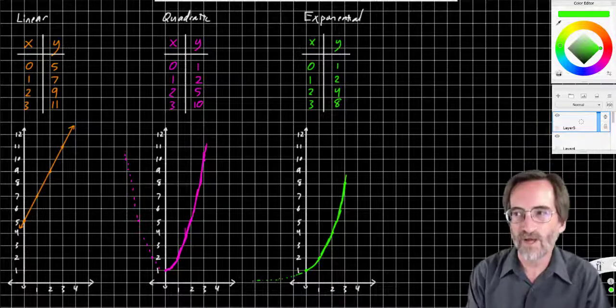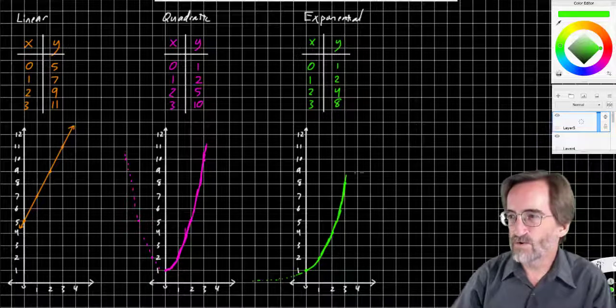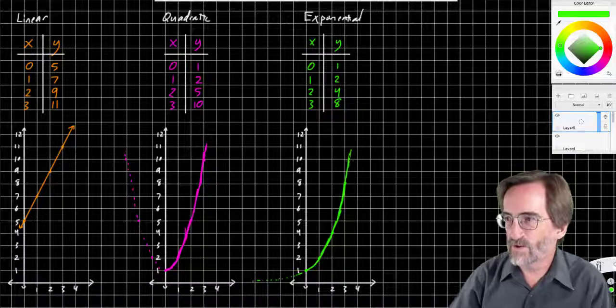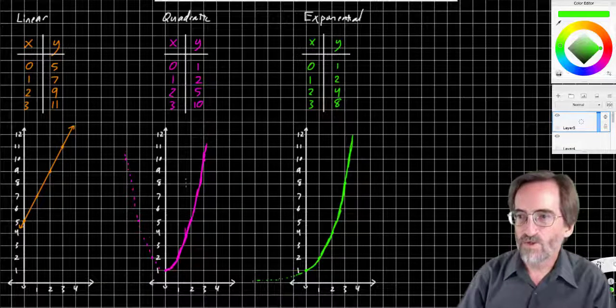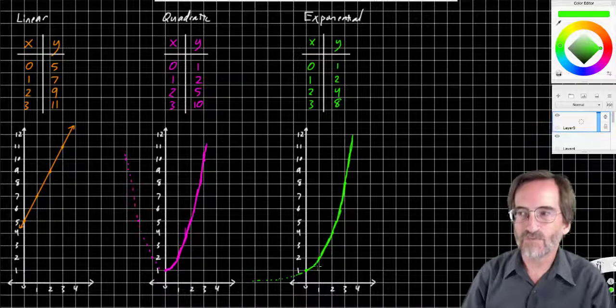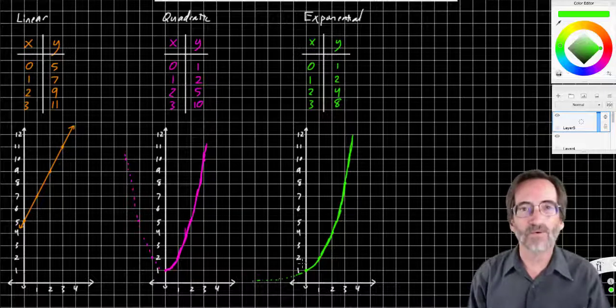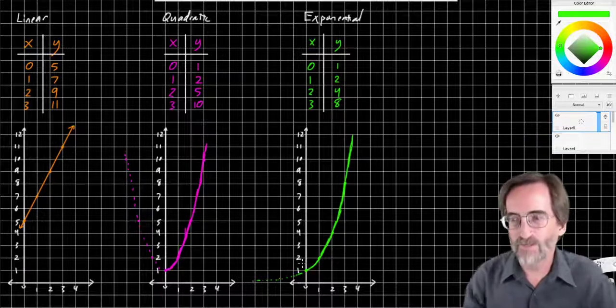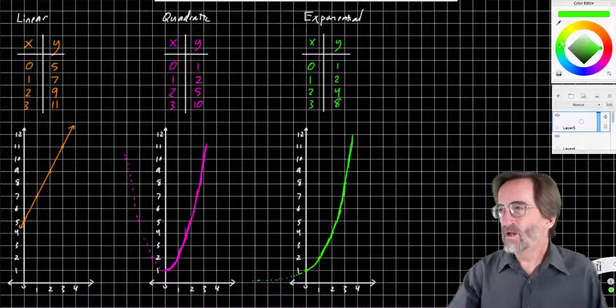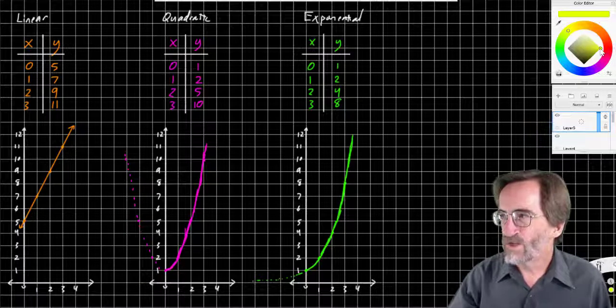If we graph the exponential, so if you have the whole graph, you can tell the difference because U shape is quadratic and ski jump shape is exponential. But again, if you're only given the right half, it's hard to tell the difference. So here's one way to tell the difference.